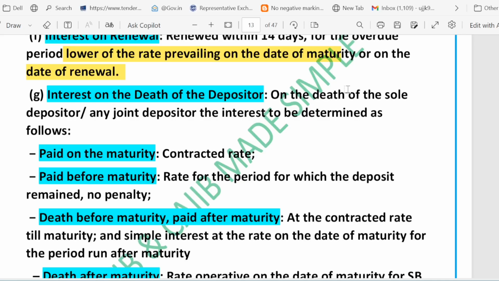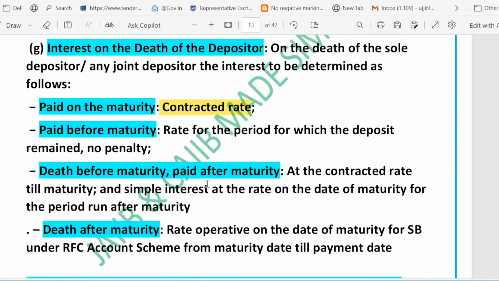So, interest rule on death of the depositor. Let's have a look. When the depositor dies, the bank pays the interest in different ways. First is paid on maturity. So the bank pays the contracted rate, which means if the FD matures and the payment is made on the maturity date, nothing changes. You get the original rate. Paid before maturity means the bank pays interest for the actual period the deposit ran and no penalty is applied. Suppose the depositor dies before maturity and the family takes the money out immediately. They get interest for the time the money was invested and the bank cannot dock interest as a penalty.